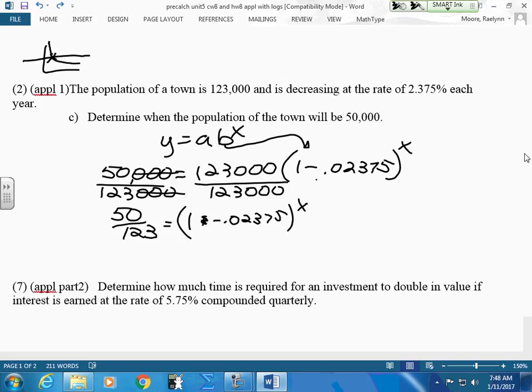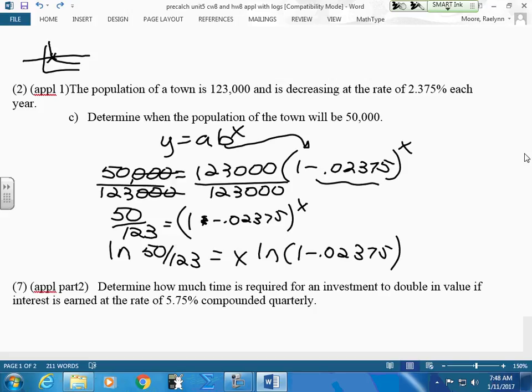You can resolve this if you want. You can put that in your calculator and get a 0.9 something or other. But so that you don't make any mistakes, just leave it as it is. Now, take the log of both sides. So I'm going to take the ln of both sides. You okay with that? I brought down my exponent. And to solve for x, I'm just going to divide by this mess. Tell me what you get. How long will it take this population to reach 50,000?